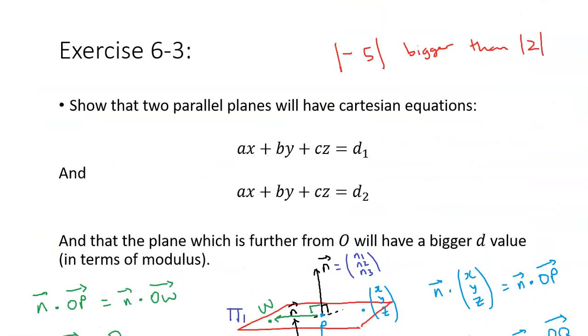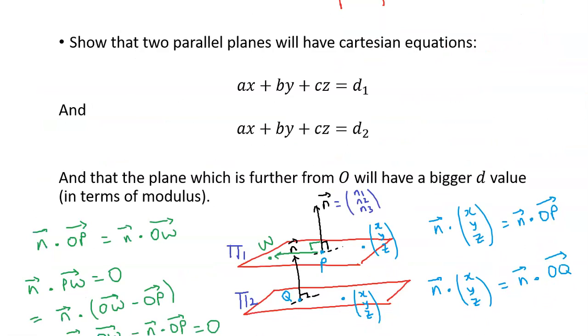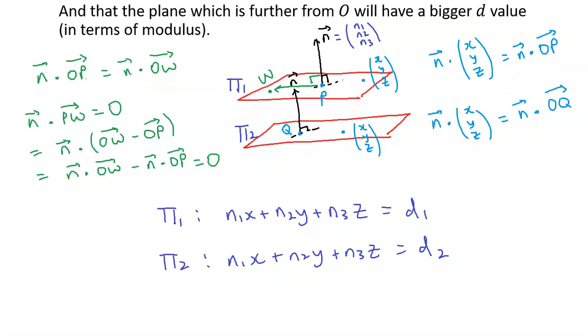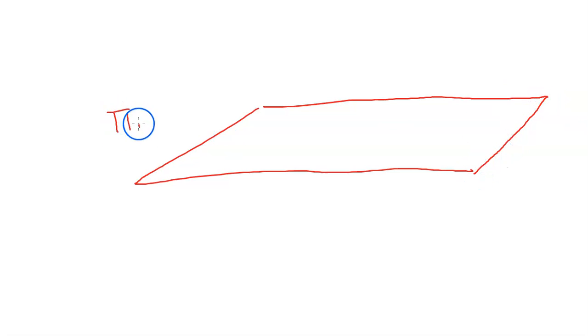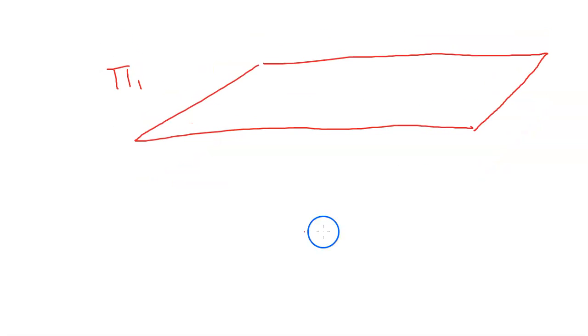Okay, so that takes care of the first bit here, but the second bit seems to be a bit trickier: the plane which is further from the origin O will have a bigger d value in terms of modulus. Alright, let's go ahead and draw a new picture then. Let's make some bigger planes. Alright, so this is the first plane, pi 1. And then this can be the second plane down here, pi 2.